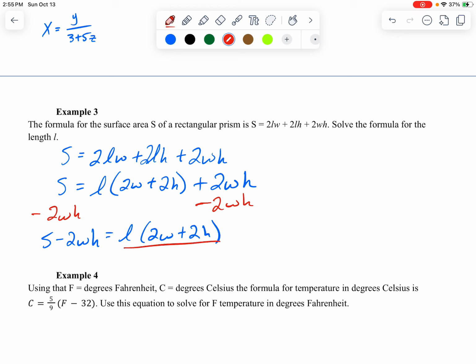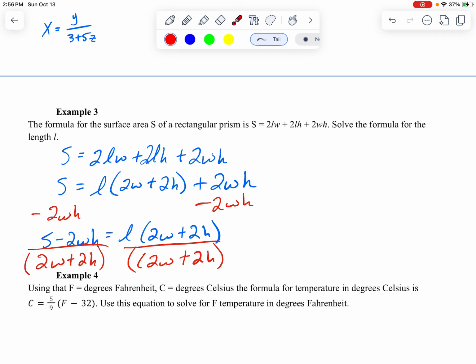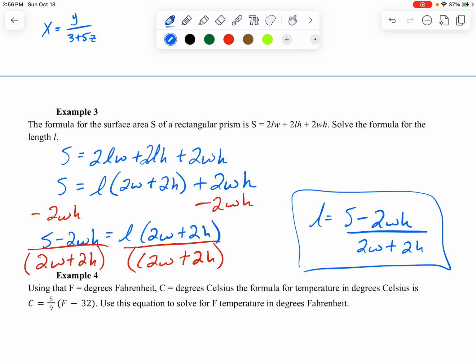And now since I've got multiplication, we're going to divide. So on the right, that's all going to go away. And our final answer, I'm just going to rewrite over here where I've got a little bit more room. L equals S minus 2WH all over 2W plus 2H. And that is about as bad as it's going to get.